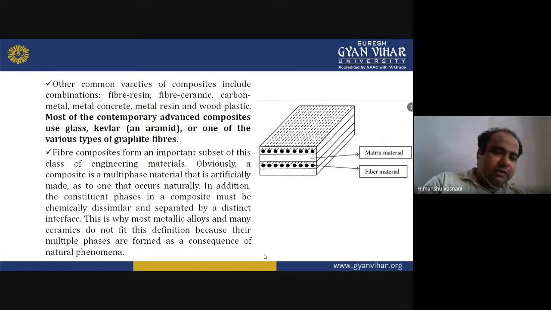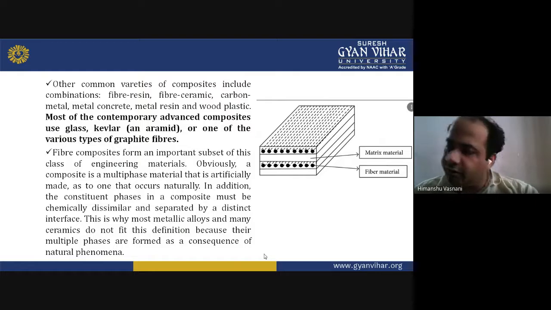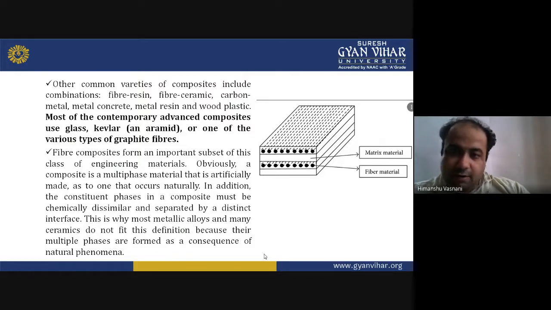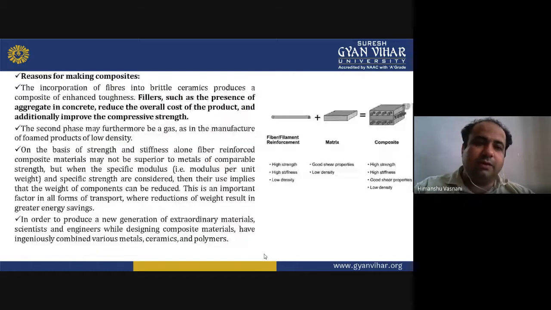Most metallic alloys and many ceramics do not fit this definition because their multiple phases are formed as a consequence of natural phenomena. So you can see this in the diagram. You have a fiber material and you have a matrix material. Okay, this is how it is.